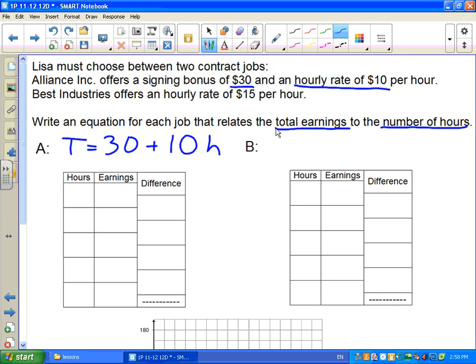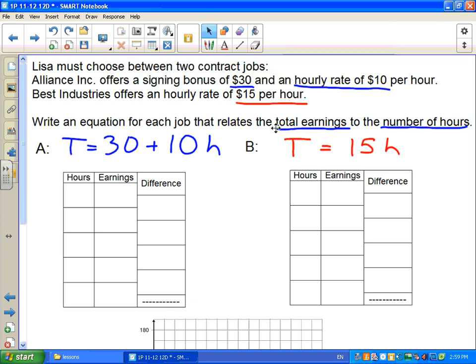Now what about Best Industries? Best Industries is an hourly rate of $15 per hour, so just an hourly rate, no signing bonus. What's its equation going to look like? It's going to be T equals something. Is there anything that she gets no matter how many hours she works? No, there isn't. There's only the hourly rate, so it's just 15 times the number of hours, or 15H.